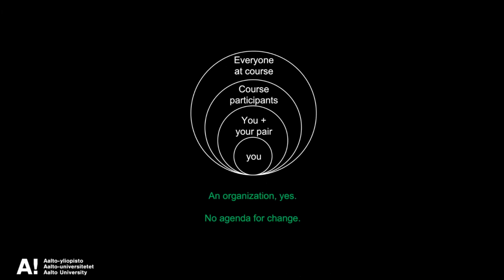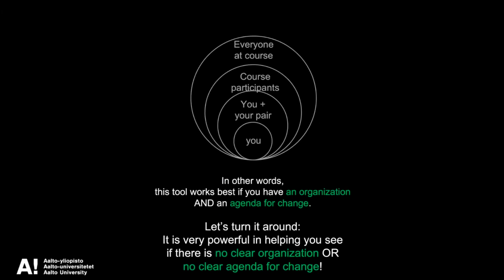So maybe one of you had an organization. Let's say that you would describe your role in this course. There's you, the next level is you and your pair, the next level is all the course participants, and the next level is everybody at the course. This is an organization, yes, but there's actually no change agenda. There's nothing that you're driving towards. So in other words, this tool works really well if you have an organization and you have a change agenda. You have some reason to change.